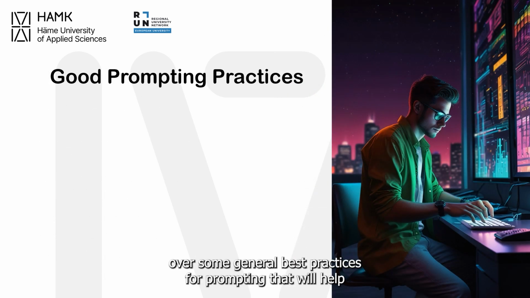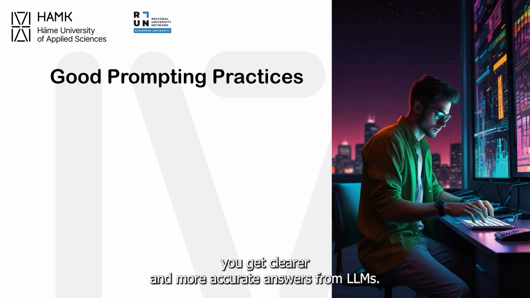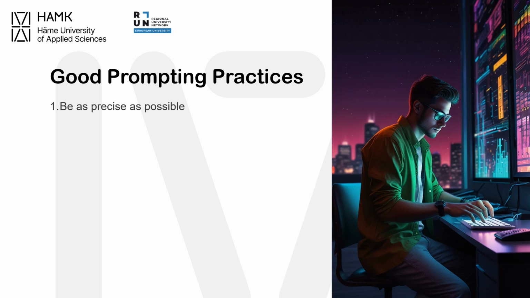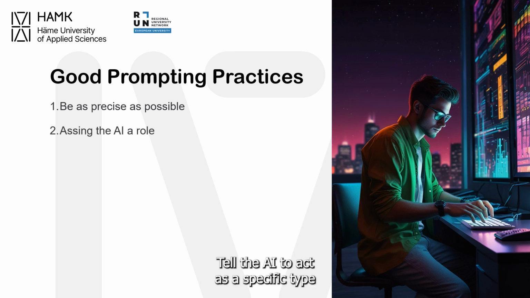Now let's go over some general best practices for prompting that will help you get clearer and more accurate answers from LLMs. 1. Be precise. State exactly what you want the model to do. Specific prompts reduce ambiguity and help avoid misunderstandings. 2. Assign a role. Tell the AI to act as a specific type of expert, like a historian or tutor. This can steer responses toward a desired tone or expertise.